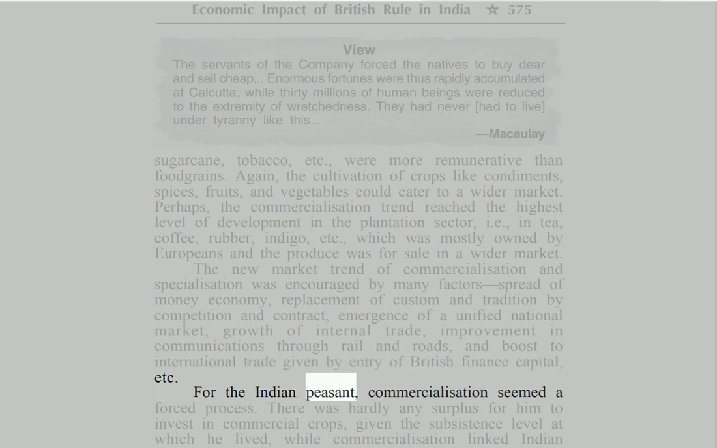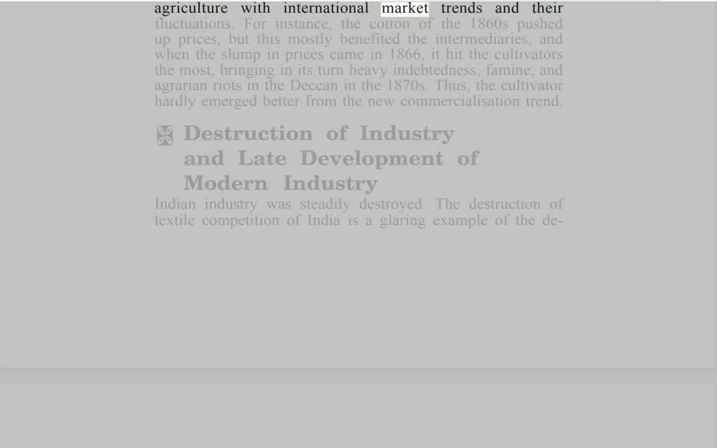For the Indian peasant, commercialization seemed a forced process. There was hardly any surplus for him to invest in commercial crops, given the subsistence level at which he lived, while commercialization linked Indian agriculture with international market trends and their fluctuations. For instance, the cotton boom of the 1860s pushed up prices, but this mostly benefited the intermediaries, and when the slump in prices came in 1866, it hit the cultivators the most, bringing in its turn heavy indebtedness, famine, and agrarian riots in the Deccan in the 1870s. Thus, the cultivator hardly emerged better from the new commercialization trend.